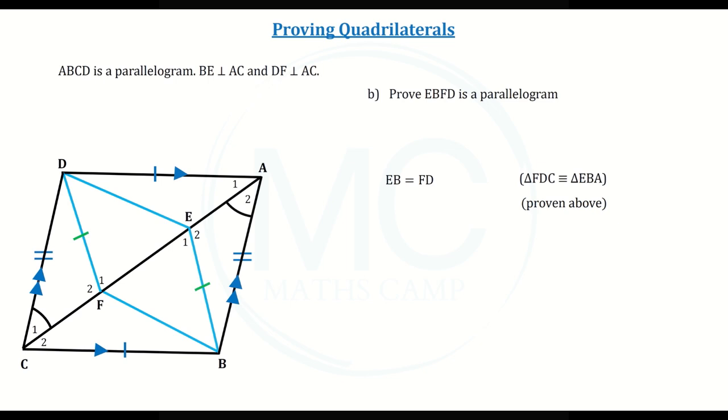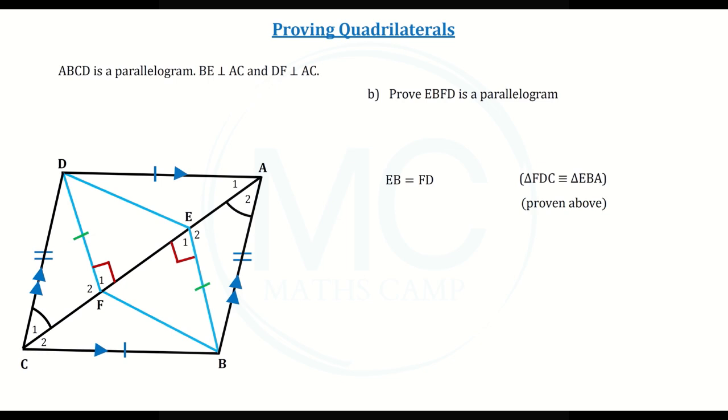In part A, we also found that angle E1 and angle F1 are each 90 degrees. So let's mark these angles on our diagram in red. We know that we can use parallel lines to find angle relationships, but we can also use angle relationships to find parallel lines. We know that EB is the same length as FD, but let's see if we can use these angles to prove that EB is also parallel to FD.